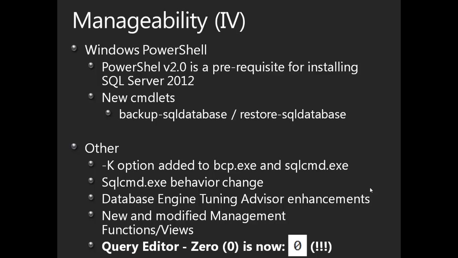Some new enhancements on the Database Engine Tuning Advisor, new and modified management functions and views, and another neat feature is that in the query editor, 0 is represented with a diagonal line in the circle, so with this change you will never mix up the O with the 0 again.